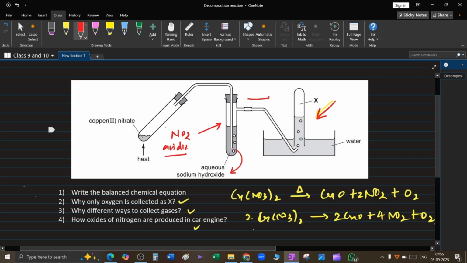Now the oxygen is transferred to another container where water is kept, and this is known as downward displacement of water. You can search on Google what this downward displacement is. So through downward displacement, this oxygen is being collected. The reason is that the solubility of oxygen is very less. So when oxygen comes from here, it easily displaces water out of this test tube, and the empty area that is visible is the area where the oxygen gas is collected.